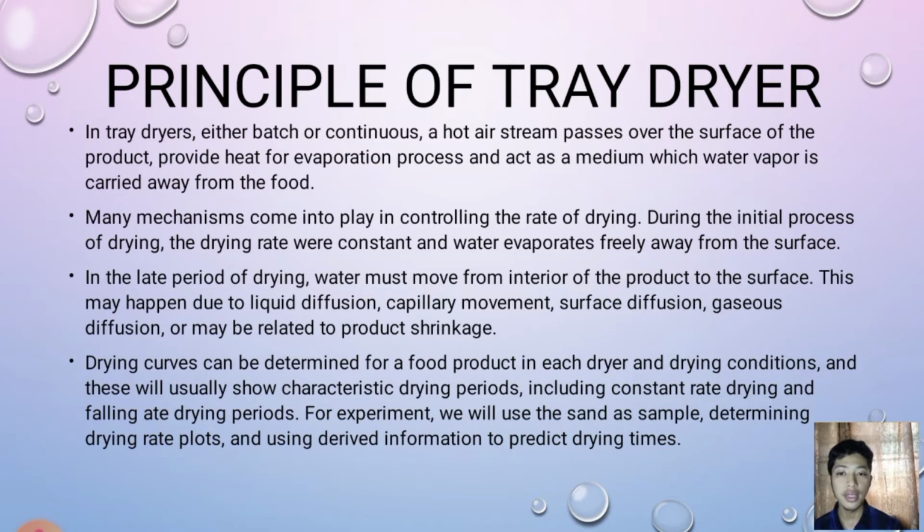Drying curves can be determined for a food product in each dryer and under each drying condition, and these will usually show characteristic drying periods, including constant rate drying and falling rate drying periods. For the experiment, we will use sand as the sample and solid to determine drying rate plots, and use the results to derive information to predict drying times.